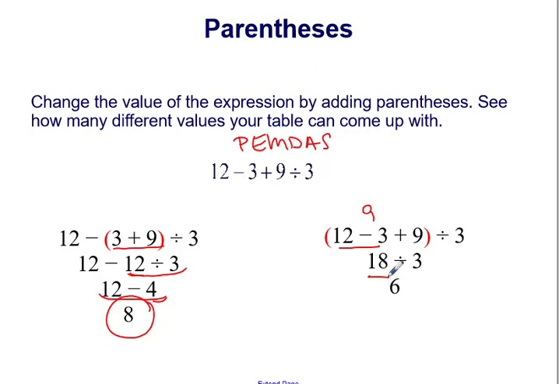Since that takes care of the parentheses, we now can do the division of 18 divided by 3, which gives us a value of 6. Again, 8 is not equal to 6. It's not the same value. So again, we've given examples of when adding parentheses changes the value of an expression.